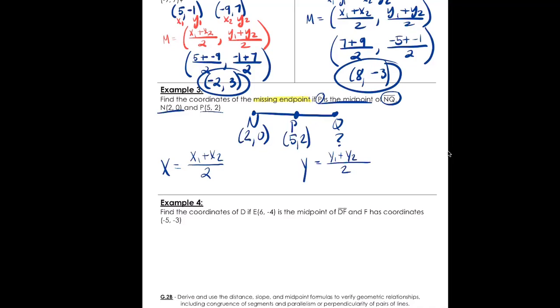So this is X1, Y1. This is X2, Y2. And this is the midpoint. So I'm just going to call that X and Y, okay?